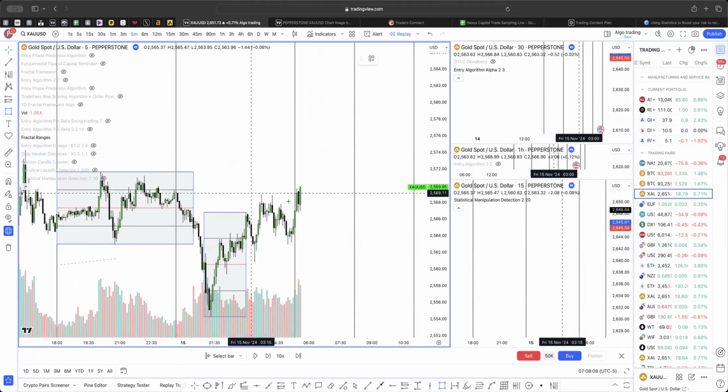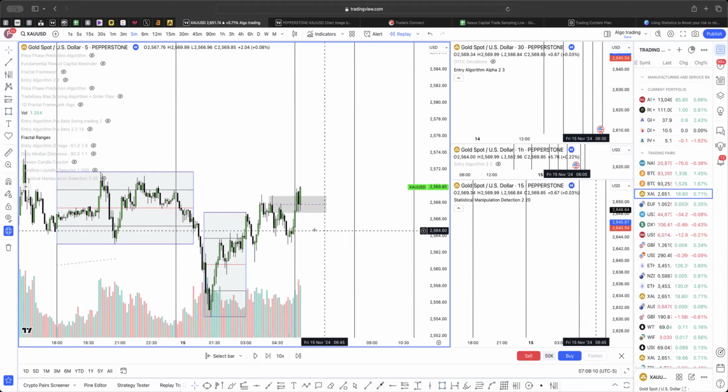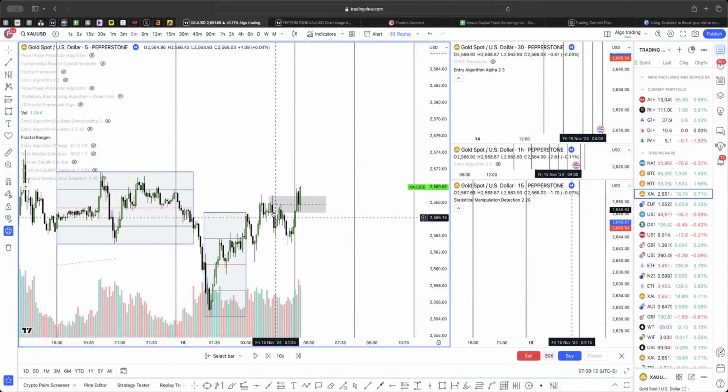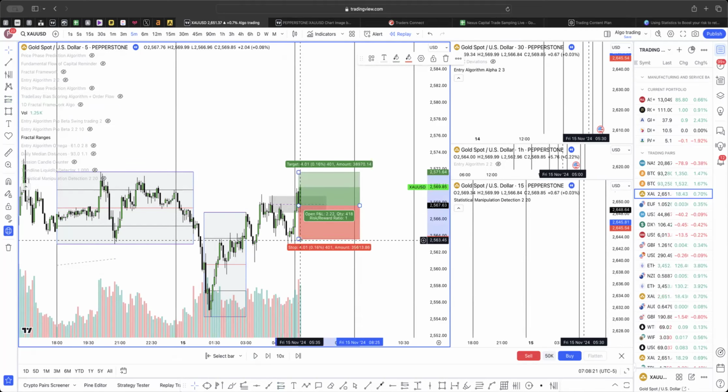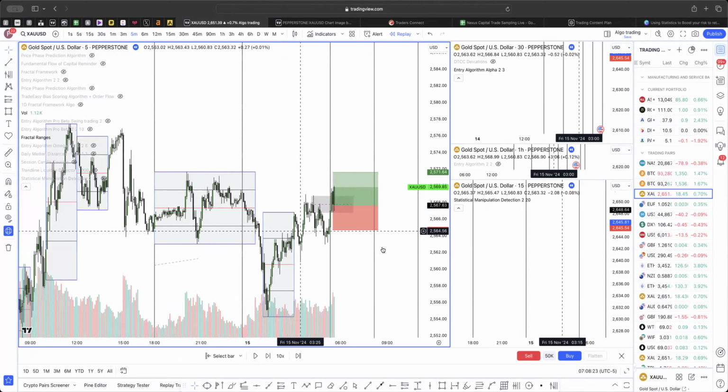Okay. So what's this? This is a breaker. How is it a breaker, Sean? Because it goes down, doesn't mitigate the gap, it mitigates the up close candle, goes down, and then it violates it. So that would be the breaker. So this is where the buy program begins.